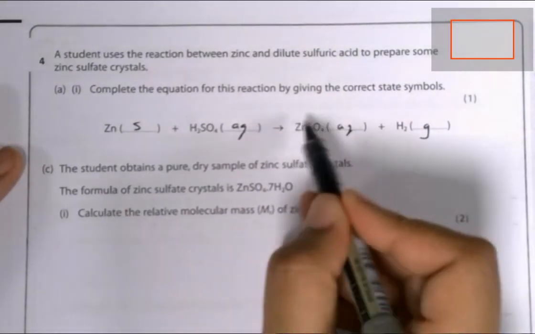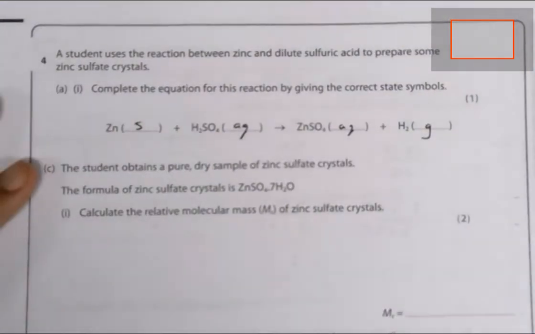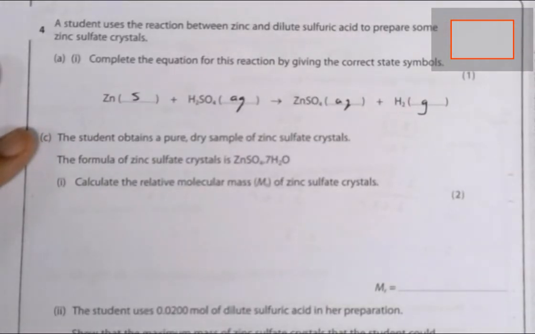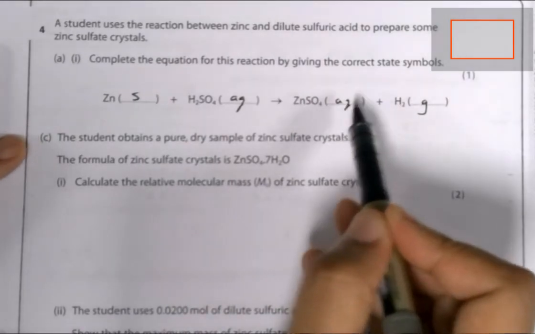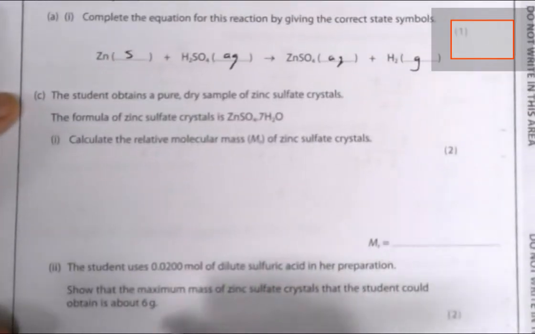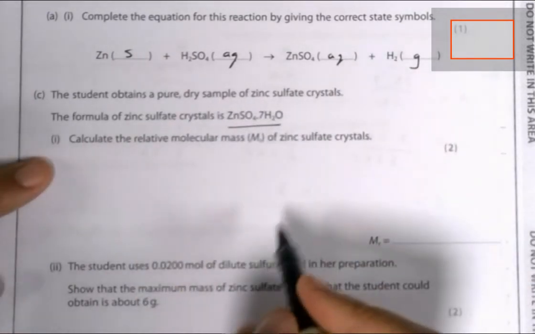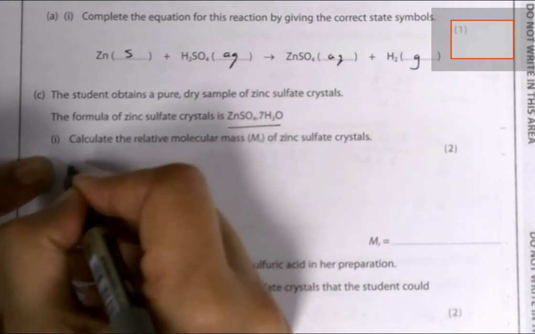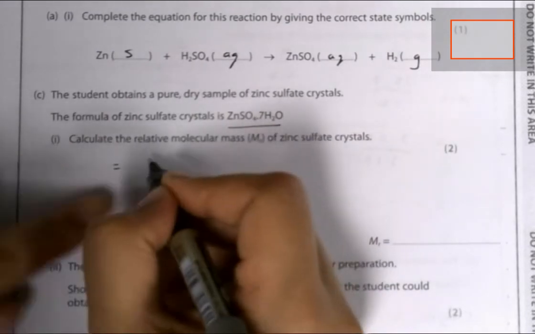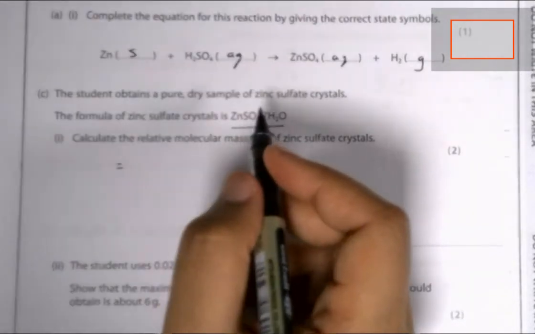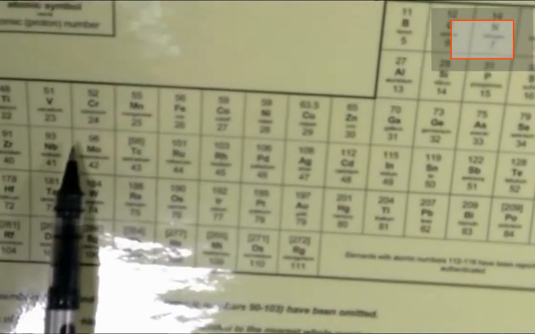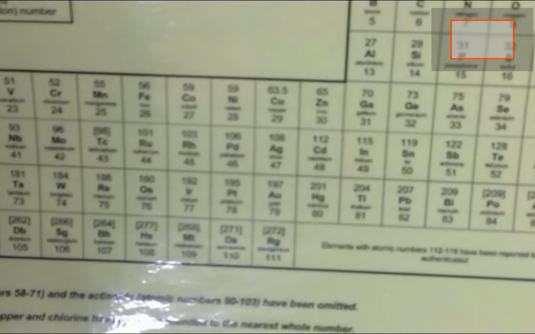Okay, so zinc sulfate, because it dissolves in water, it's a soluble salt. That's why you've got the aqueous symbol there. So the student obtains a pure dry sample of zinc sulfate crystals. Calculate their relative molecular mass. So to do this, you just literally add up the atomic masses from your periodic table. So I can see that zinc here is, where is zinc? It's up here. So it's 65.